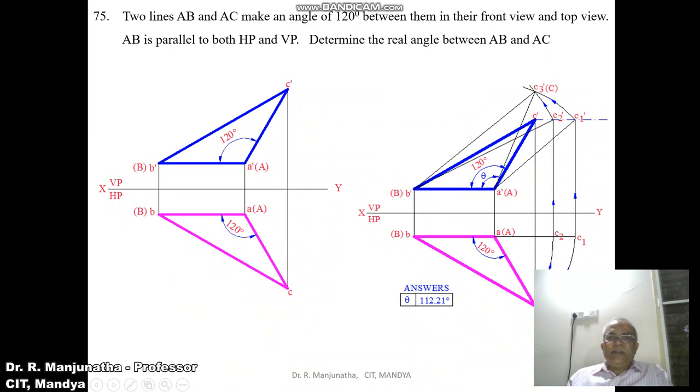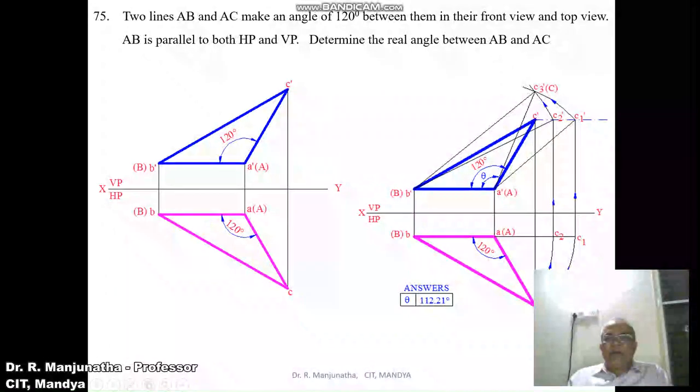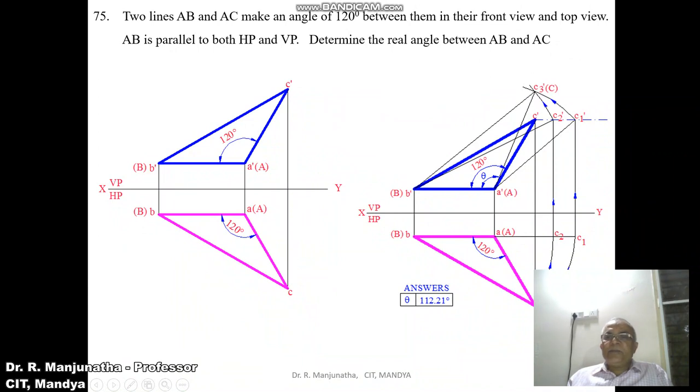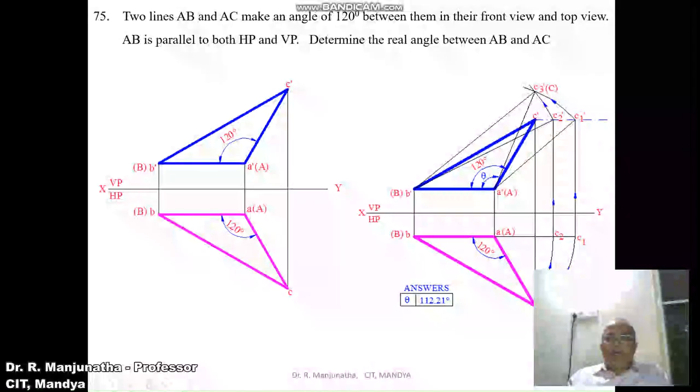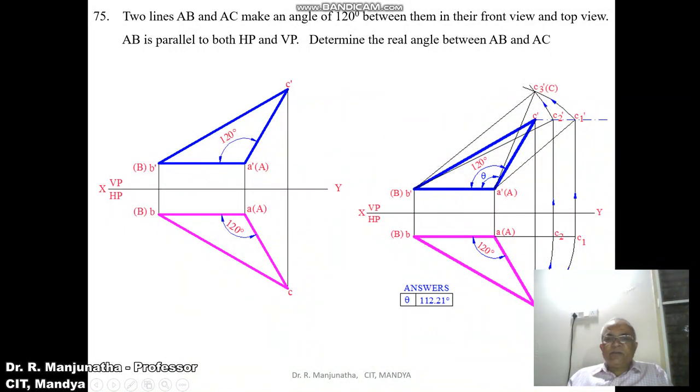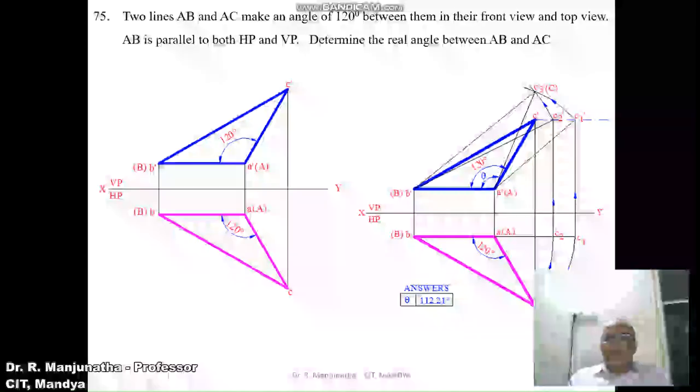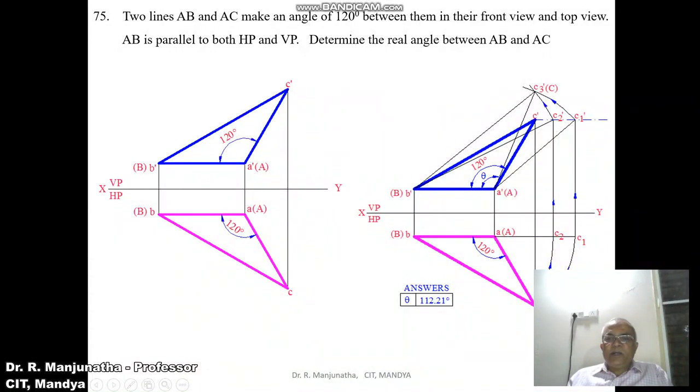Now the next case: AB is already in true length, and for AC we found the true length. Now we need to find the true length of BC. Again, with B as center, by using the compass, you measure a radius of BC and draw an arc such that it becomes parallel to VP. That means BC2 will be the line which is parallel to VP. From C2 you draw a vertical projector to the front view so that it cuts the locus of C in the front view here, and you mark this point as C2 dash. As we have rotated BC2, naturally join B dash and C2 dash.